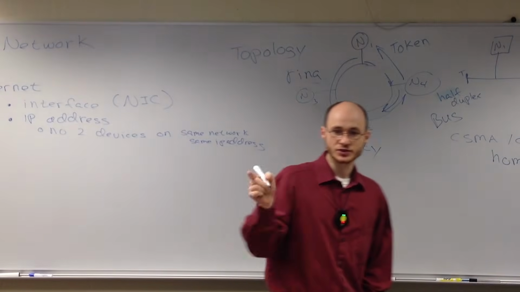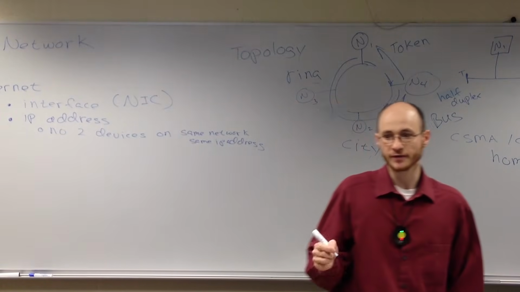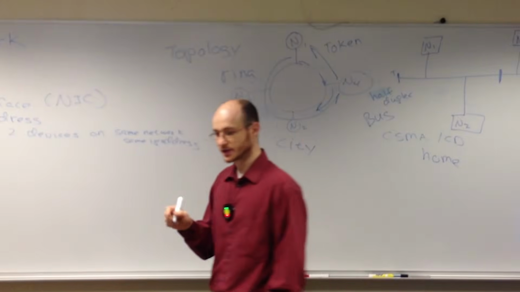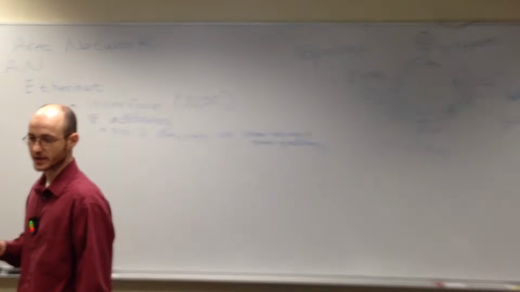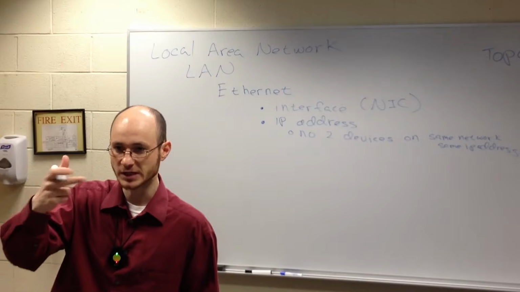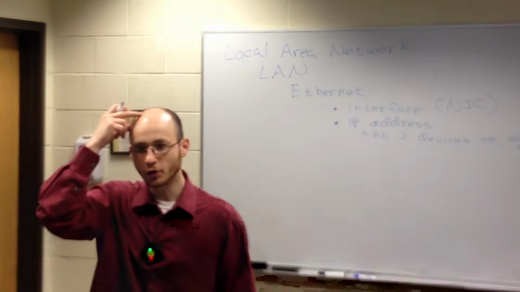When we send messages to devices, we use IP addresses to identify them. So if there are two devices on the same network that have the same IP address, the device that's responsible for relaying the message around won't know which one to send it to.